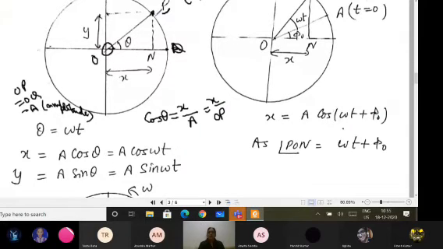Now if I take the projection on the y-axis, then y is the displacement at the given time. Then I can write the value of sine theta. Sine theta will be equal to y. Sine theta is perpendicular upon hypotenuse, which means y upon OP. So y you can write as a sine theta, or a sine omega t.